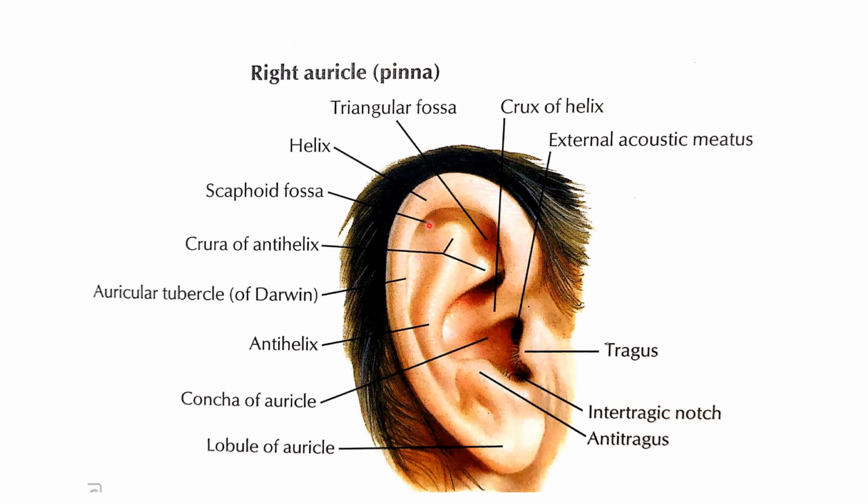Now, the depression of the concha is guarded in front by a triangular flap of cartilage called the tragus. You can see this is a triangular flap of cartilage, the tragus. Opposite the tragus is the antitragus, and they are separated by the intertragic notch. So this is the tragus, this is the antitragus, and here is the intertragic notch.